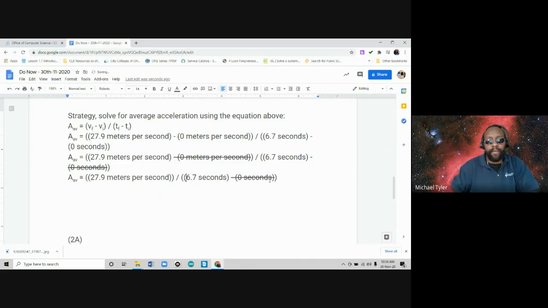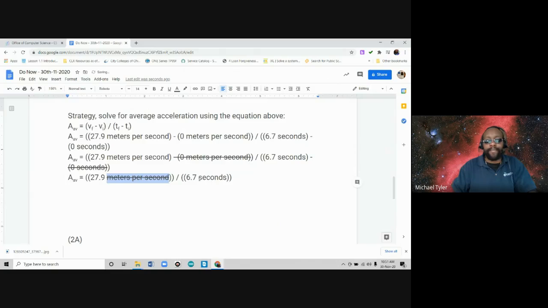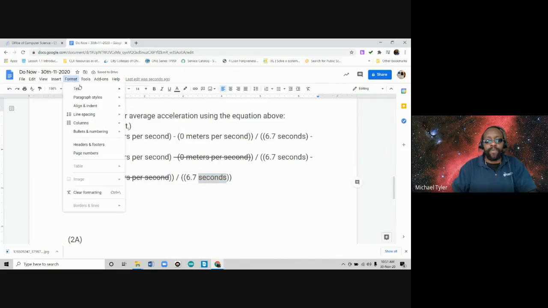And of course, this part will be gone. So now you just have, like I said, seconds will come down here and combine with this seconds. So now what it becomes is all this gets crossed out, right? And I'm crossing out in steps so you can understand it. Like I said, it gets crossed out because they combine and make meters per second squared.